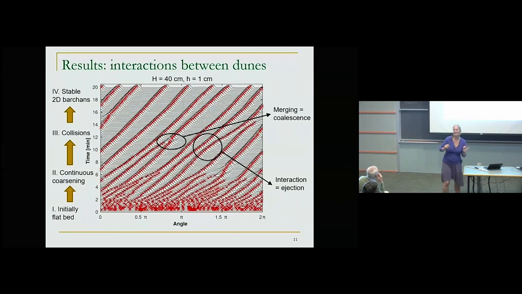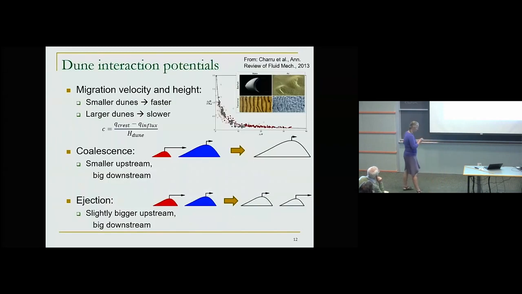The reason that this happens is that small dunes move faster than large dunes. That's indicated in this picture. A small dune is chasing a large dune. It's faster, so it approaches, and it can have 2 different outcomes because it depends on the height. It's either merging, so it goes on as one big dune, or it takes a bite out of the front dune. It gains more sediment, becomes bigger, becomes slower, and then the front dune can escape.